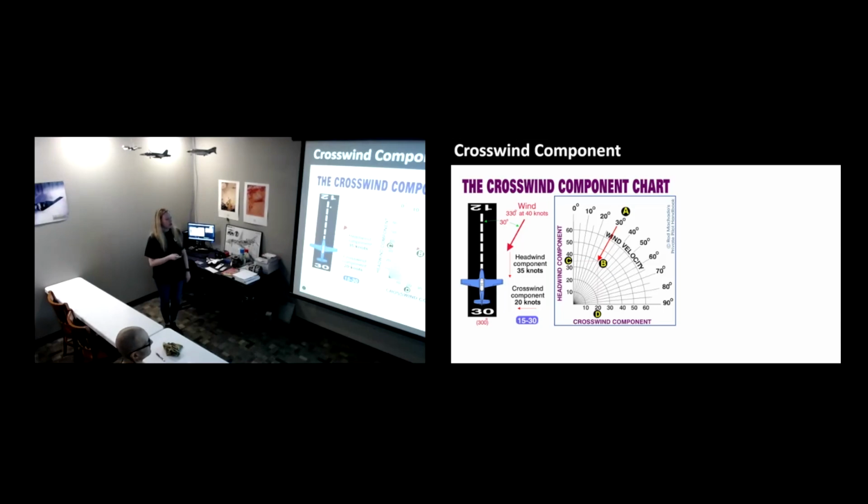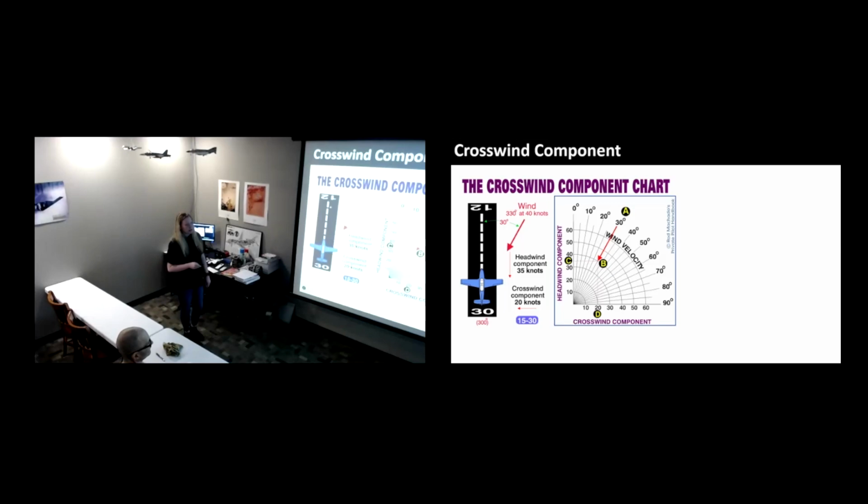So we go to the 30-degree line here and we follow that line in. Now it's at 40 knots, so we look for this arc. Does everybody see that arc there that says 40? We just follow it to that arc and then we leave a mark. And that tells you your crosswind component and your headwind component.